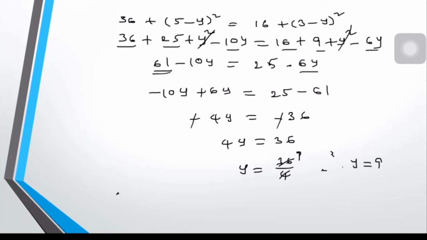So therefore the point on y-axis is equal to 0 comma y. So y is here 9. So 0 comma 9. This is the answer.